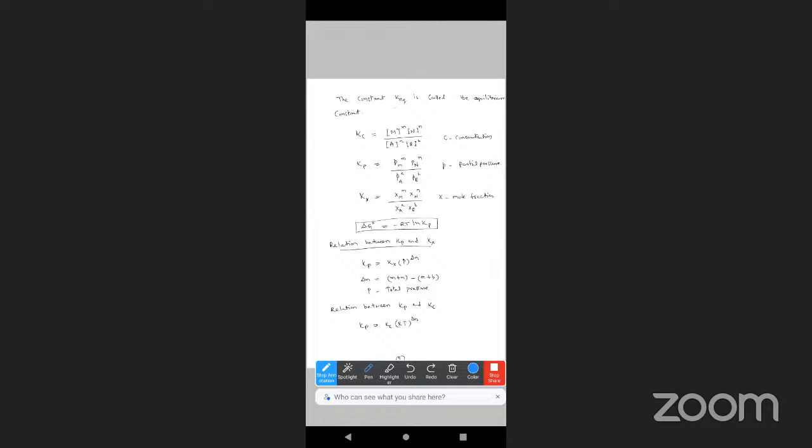And in terms of mole fractions, mole fraction is one way of expressing the concentration of solutions.